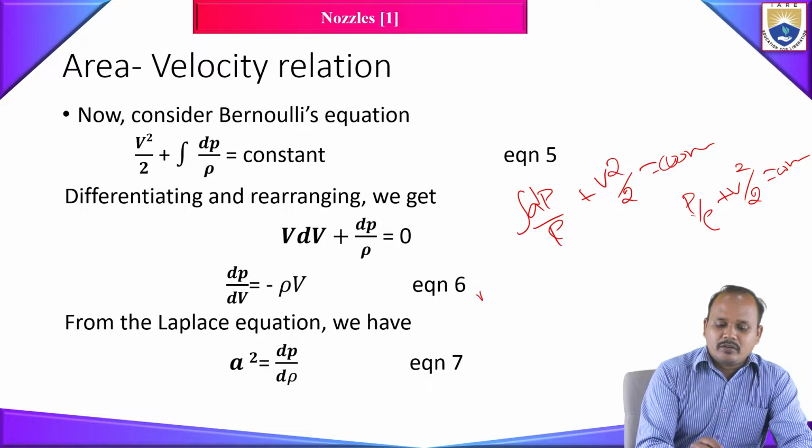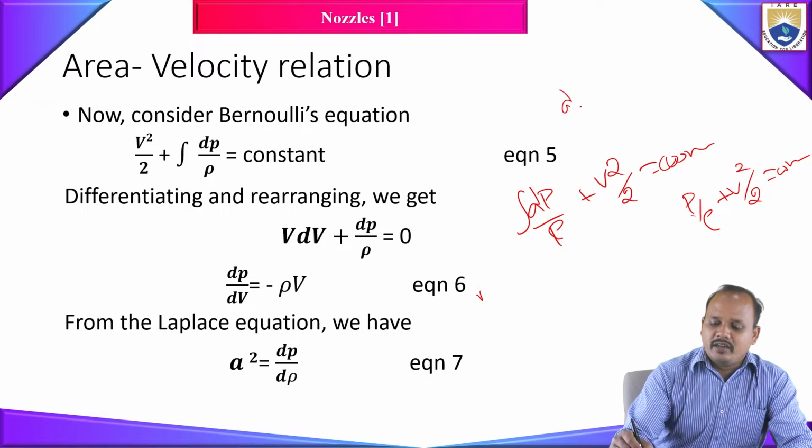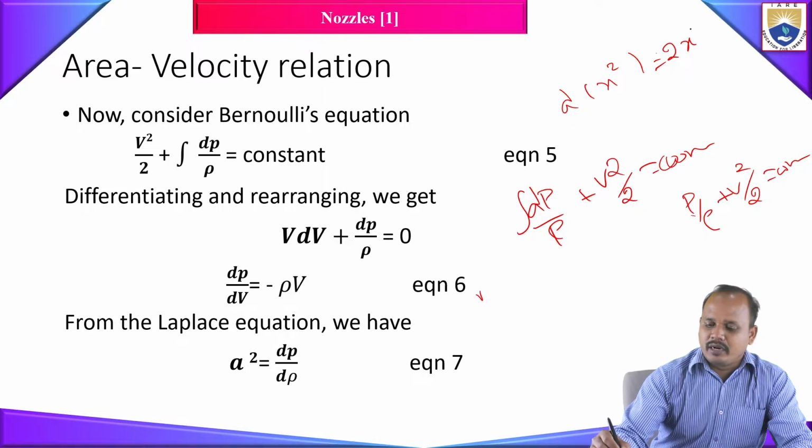So if I differentiate this Bernoulli's equation, differentiation of this will give me v square, right? Differentiation of x square, d of x square is, what is that? It is 2x, that is n x over n minus 1, right?